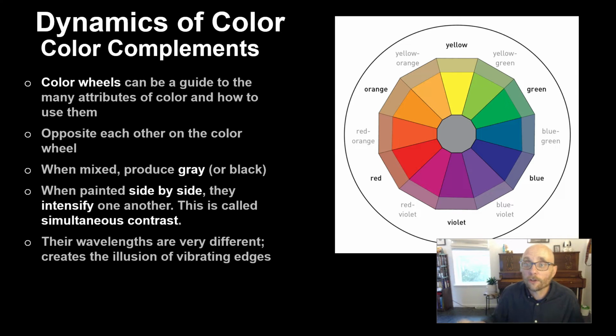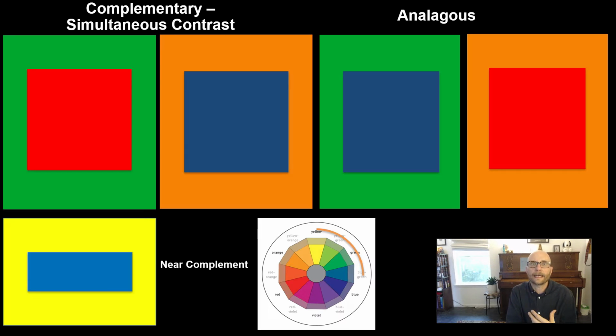They would turn gray. Why? Because the wavelengths of these colors are very different. They're almost opposite of each other. So if I mixed red and green together, they would gray out. If I mixed yellow and violet, the same thing would happen. But if I place them next to each other, they actually intensify and complement each other. This is something that we're going to call simultaneous contrast. We'll look at this in a moment. But because their wavelengths are very different, this creates this sort of illusion of vibrating edges and the colors sort of popping out at you. Here's what I mean.